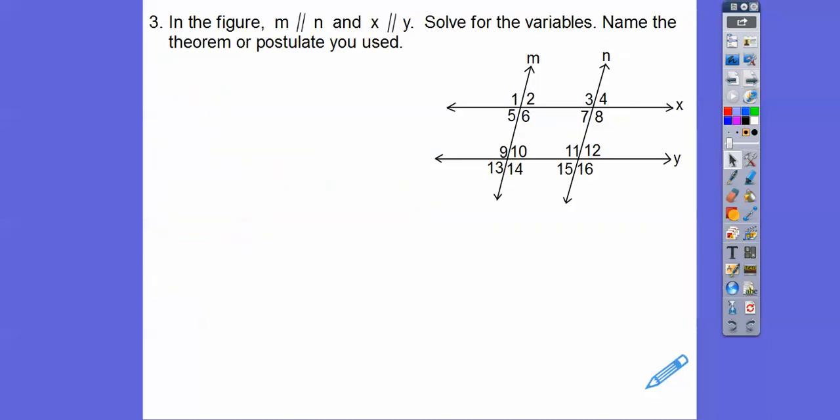All right, so here we go. In the figure, we have parallel lines. Let's go ahead and mark those parallel lines with arrows. So you're just training your brain to see that those lines are parallel.